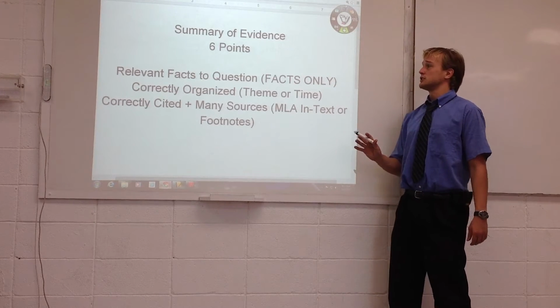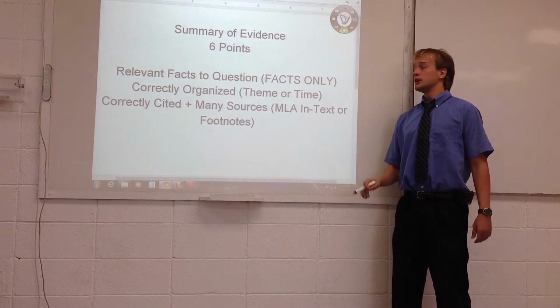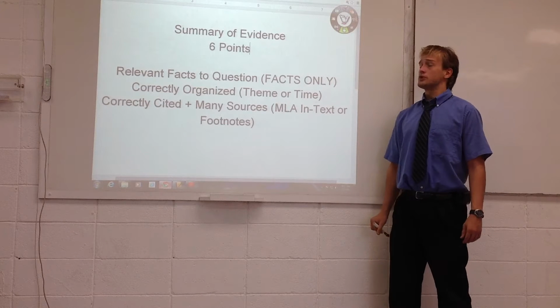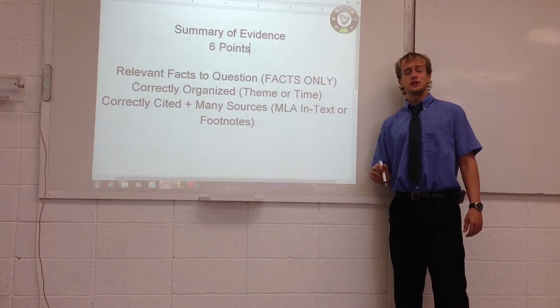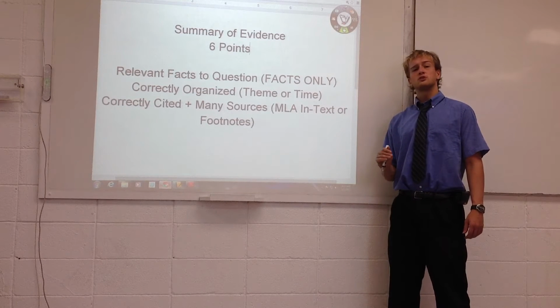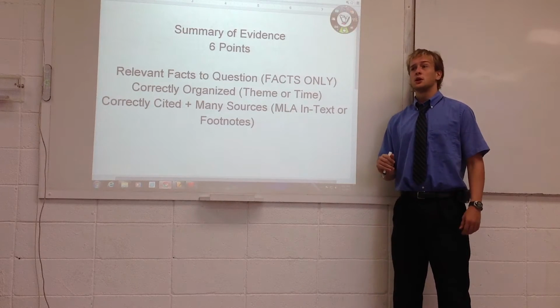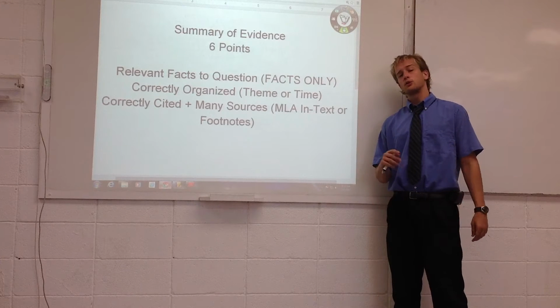It's a big section, 6 out of the total 25 points. There's only one other section which is worth 6 points, and that's the analysis. And the summary of evidence is a lot easier than the analysis. So it's very important that students score high in the summary of evidence section because it's a big chunk of points that's relatively easy to get.